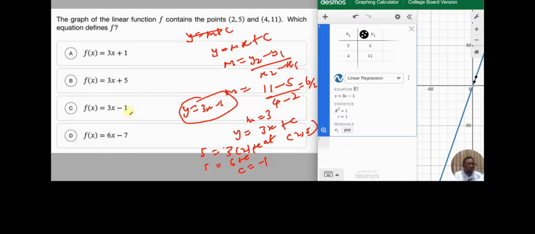So instead of solving it the way that will take a whole lot of time, you can just use your Desmos calculator and you get your answer. Let's move on to the next question.